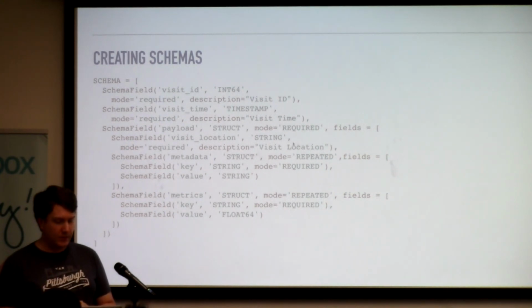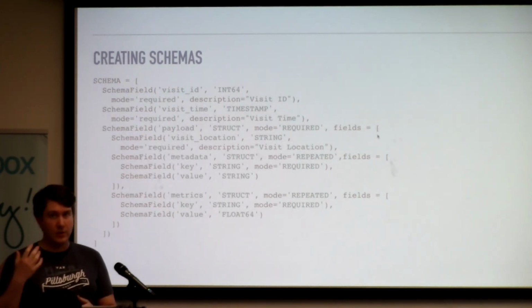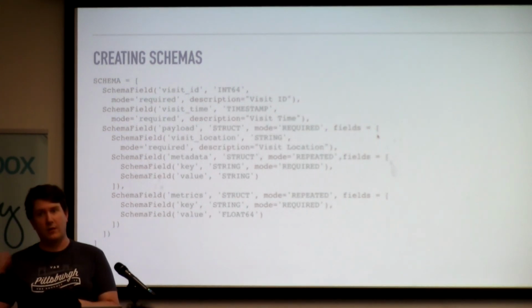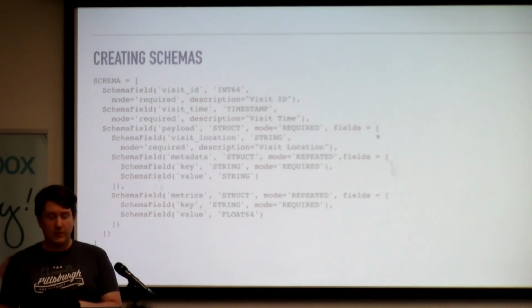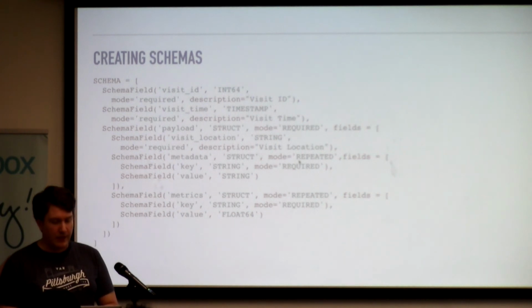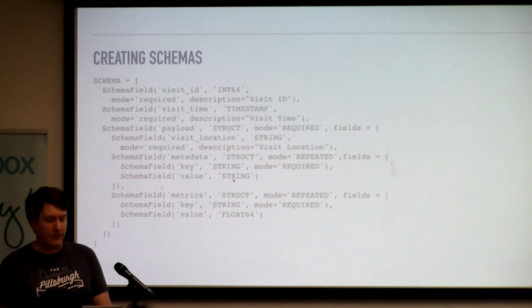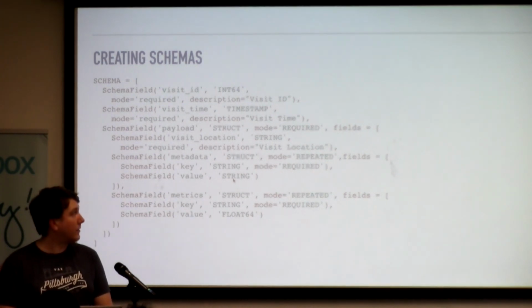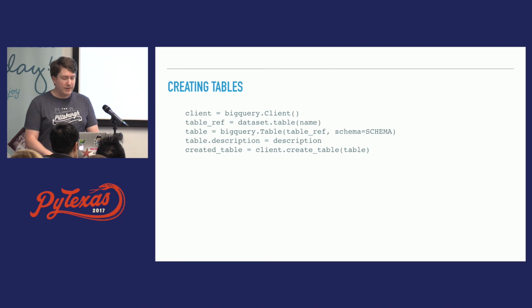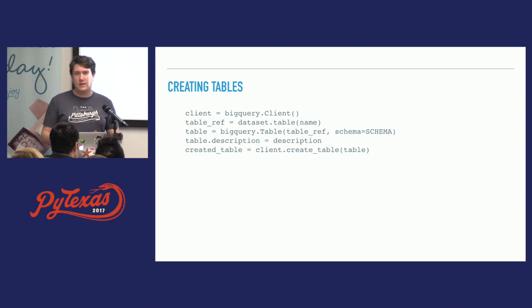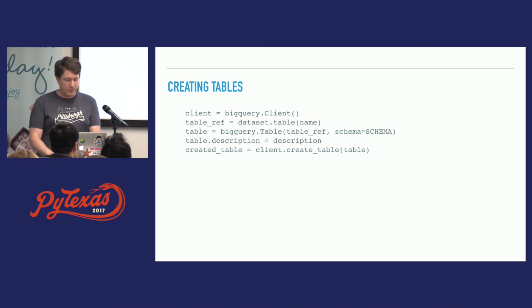So some of this stuff is pretty standard, like there's an integer, here's a timestamp. But then you get into structs, which have fields included in them. In fields, you give it a list of other fields, and then you can have mode repeated fields, which include other fields. And we'll write some data to that in a second, and hopefully it will make sense. And then you create the table, pretty much the same way you created a data set, except you ask the data set, please create me a table.